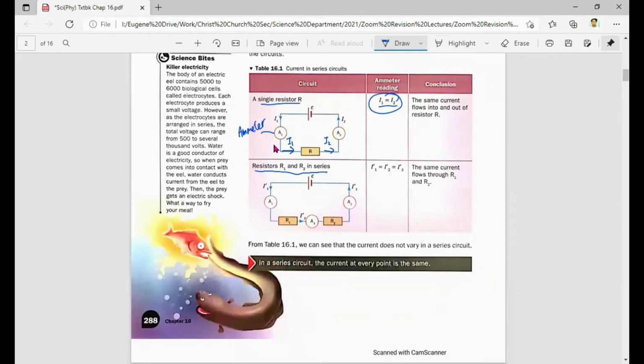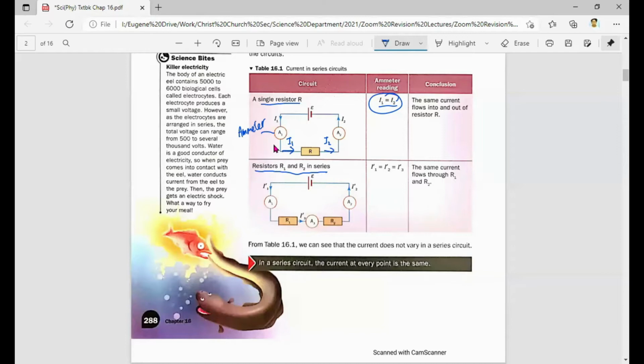In the second one, we're now connecting resistors R1 and R2 in series. Can you see they are just side by side? There's still only one path which the current can flow, and hence this is still a series circuit. Ammeter A1 measures the current I1. This prime here is just to tell you that it's different from this current. So I1 prime.